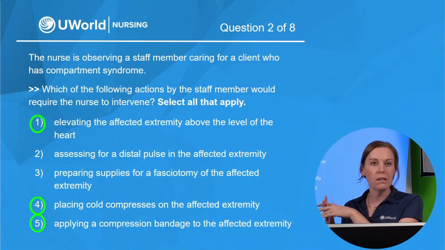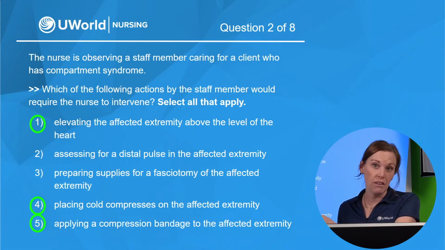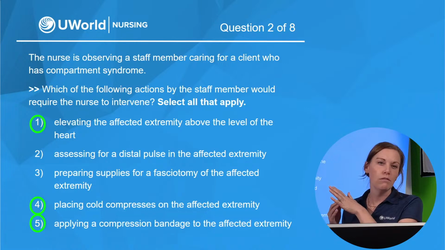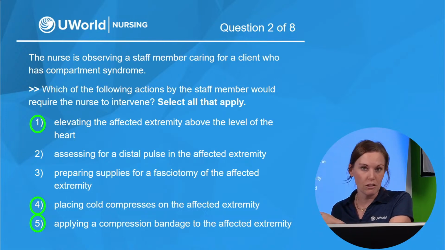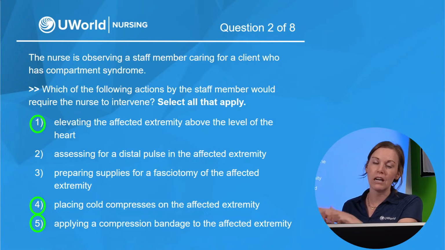Then option 4, placing cold compresses on the extremity. That's going to promote vasoconstriction, so we don't want to apply cold compresses. So we're going to want to intervene on option 4. And then option 5, applying a compression bandage to the affected extremity. We don't want to provide even more compression to those vessels and those nerves than what's already happening.